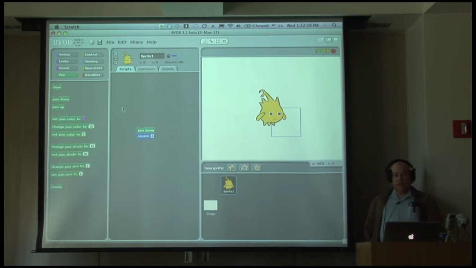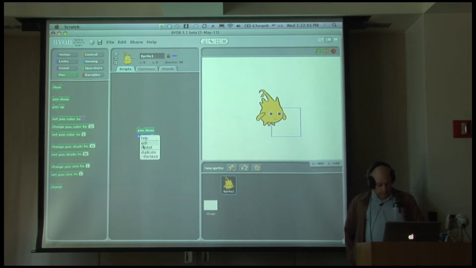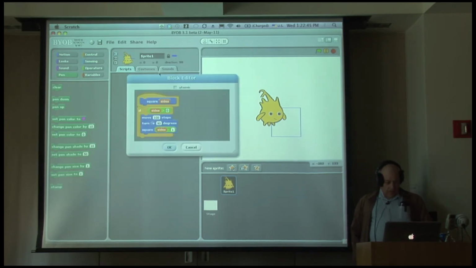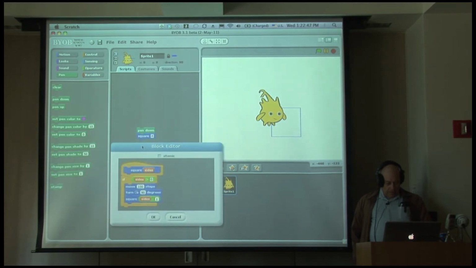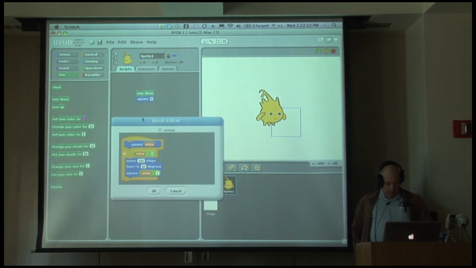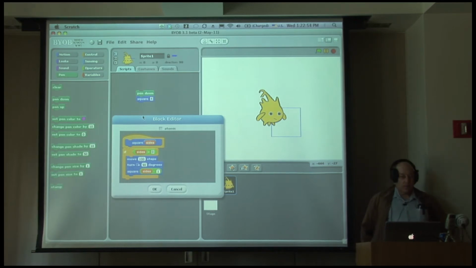Okay, and this draws a square. And I'll show the code again. So here's the code. This is your standard.